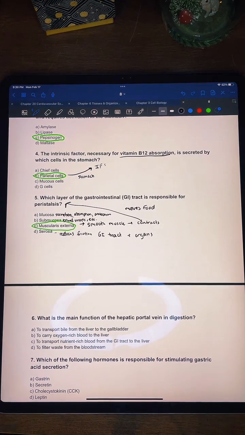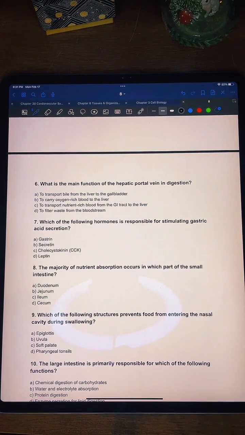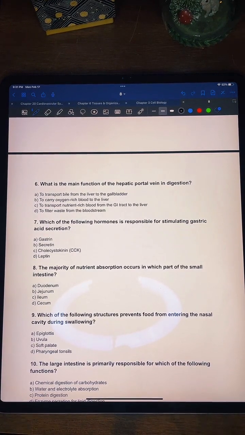What is the main function of the hepatic portal vein in digestion? Is it to transport bile from the liver to the gallbladder, to carry oxygen-rich blood to the liver, to transport nutrient-rich blood from the GI tract to the liver, or to filter waste from the bloodstream?